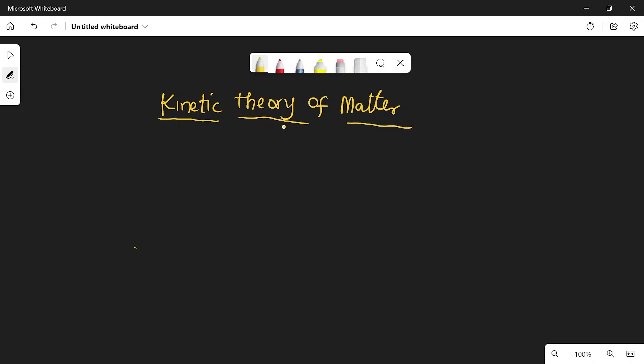So let's start from the word kinetic. Of course, when you talk about kinetic, you are talking about movement. That's the meaning. Very important, which means if you are talking about kinetic, we are referring to something having the ability to move.